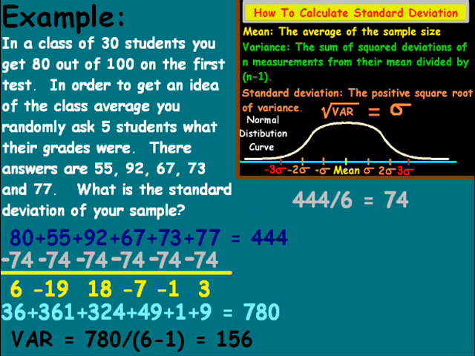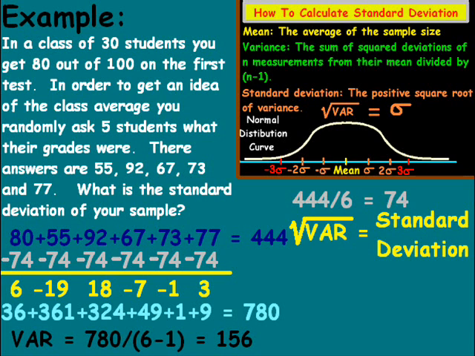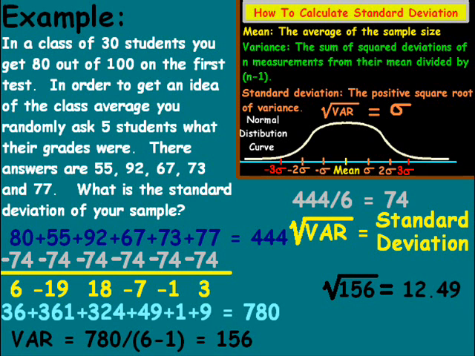So now that we have the variance, now we just need to figure out what the standard deviation is. Now, if you recall, our formula for standard deviation is square root of variance. So we take the square root of variance equal to standard deviation. Alright, we take the 156 number and we take the square root of that, and the square root of 156 is equal to 12.49. And our standard deviation of this sample size is 12.49. And 12.49 is our answer.